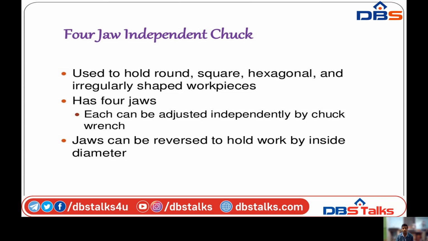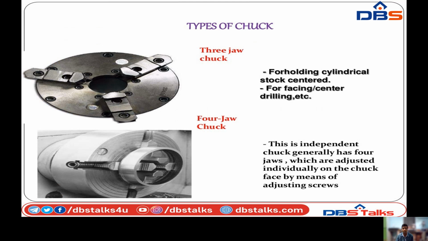Use it to hold round, square, and hexagonal work. Compared with this, the three jaw chuck is used for holding round and hexagonal workpieces. The four jaw independent chuck is used to hold round, square, hexagonal, and irregular shaped workpieces. It has four jaws, and the jaws can be reversed to hold a workpiece by its inside diameter. This is the advantage of the four jaw independent chuck. Here I am showing three jaw and four jaw chucks.